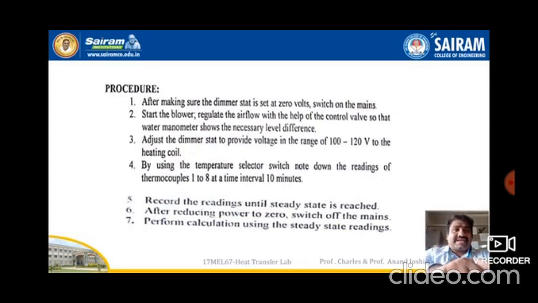Adjust the thermostat and provide a voltage ranging from 100 to 120 to the heater coil. Once the coil is heated up, use the temperature selector to note down the thermocouple readings from T1 to T8 at every time interval of 10 to 15 minutes. Record these readings until steady state is reached, then reduce the power to 0, switch off the mains, and perform the calculations using steady state conditions.